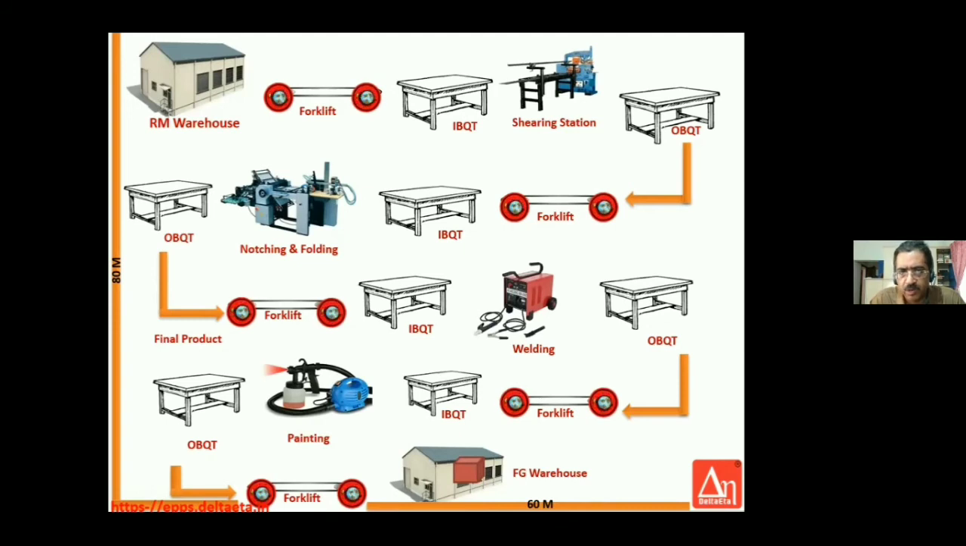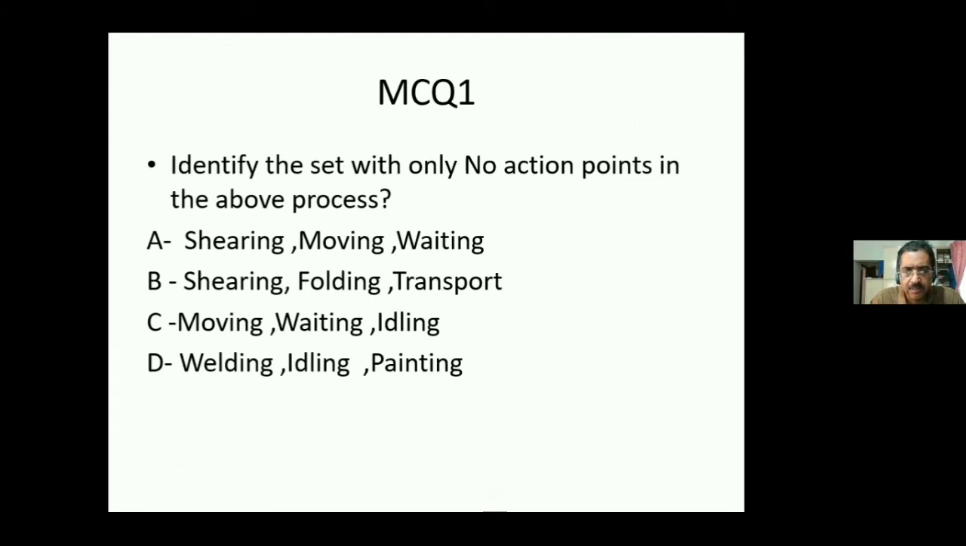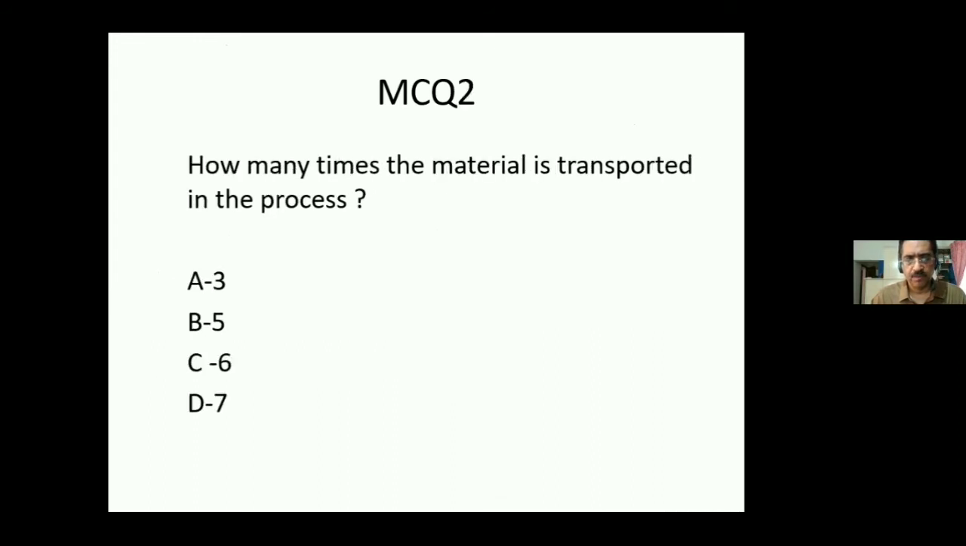This takes time, it takes resources. To move the material, you require a forklift. To keep it there, you require a table. Okay, it takes time. And the cycle time is the time taken from the raw material warehouse to the finished goods warehouse. This is the cycle time. So it's over. And then I'm just asking this question. What is the set with the no action points? It is answer C, moving, waiting, and idling. These are the no action points in the above process.